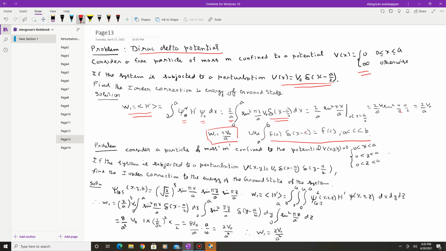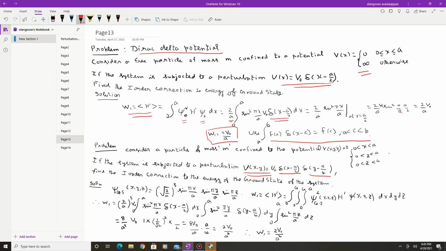So this is a cubical box problem. It is subject to a perturbation. The perturbation is given like this: delta of x minus a/2, y minus a/4. So this type of potential is given. Now what is the ground state wave function of the particle in a box?